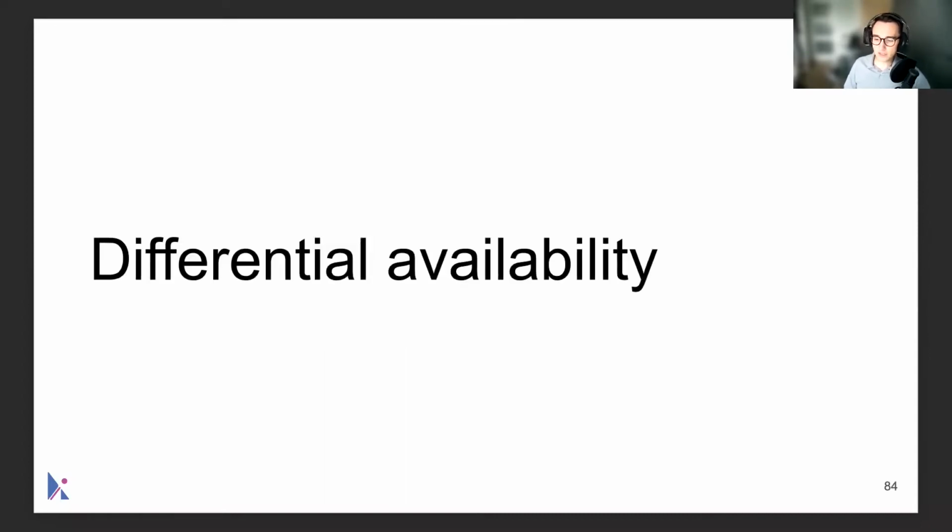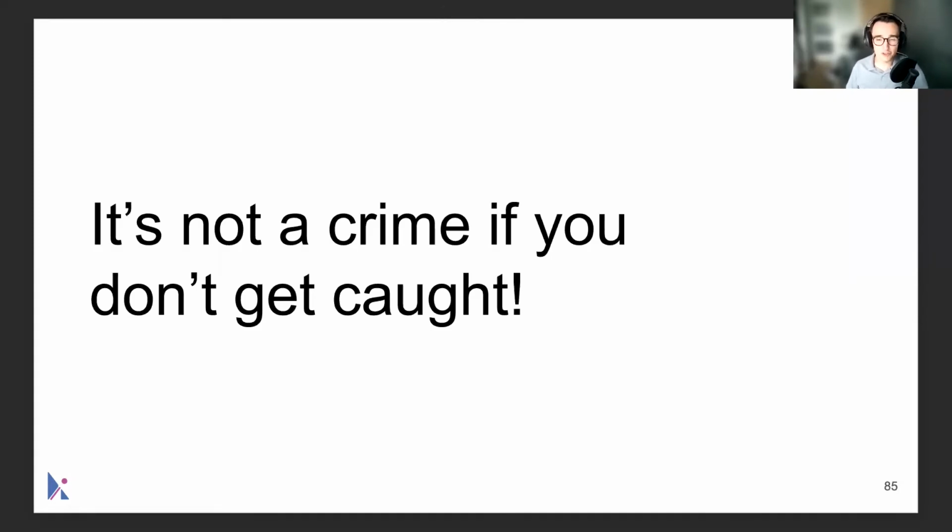But in fact, Google claims that effective availability is even higher thanks to the effect called differential availability. Differential availability says that if we are using an external system and the system is down, the only way for us to know that the system is down is to try to use the unavailable part at the exact moment when it's not available. In other words, it is probable that our application won't need Spanner when it will be down for a moment. So that's how effectively the availability of the service would be even higher. So we can say that it's not a crime if you don't get caught.